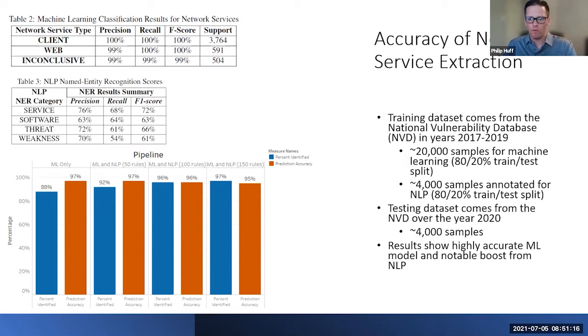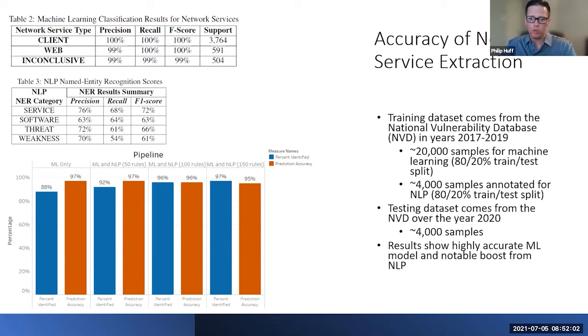We developed training data for 20,000 samples in the National Vulnerability Database 2017 through 2019 years. We developed that over the data set. And separately, we annotated approximately 4,000 vulnerability descriptions over that same 2017 to 2019 time period. The machine learning model is highly accurate, as we might expect, because we're not asking too much from it. Many vulnerabilities are either user interactive or associated with web services. And the named entity recognition model has room for improvement, but it gets us what we need.